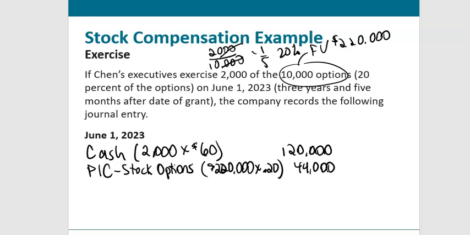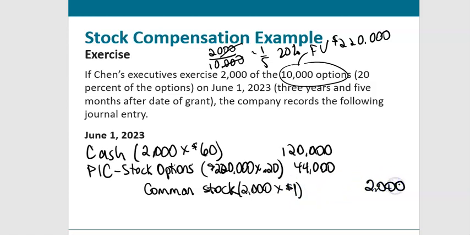What are we issuing? We're issuing common stock at par. How many shares of stock are we issuing? 2,000. Each option can be exercised for 1 share of stock, and the par value of the stock is $1 per share. So the common stock account increases by 2,000, and then the difference between our debits and credits is plugged into an account, paid-in capital in excess of par common stock, or additional paid-in capital common stock.